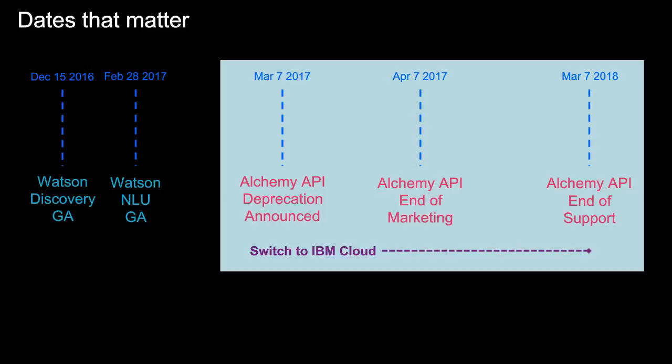So that means your Alchemy API instances will still be available through March 7th, 2018. But at that time, all instances will be deleted, and all access to existing instances will go away. So you do have only a couple of months to switch to the newer Watson services. So if you haven't begun your migration journey, it's time to do so now.